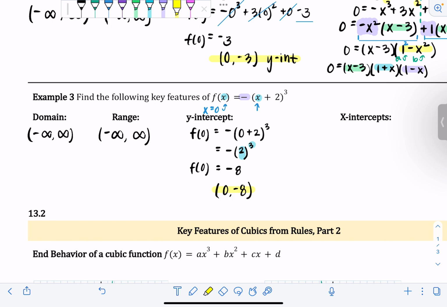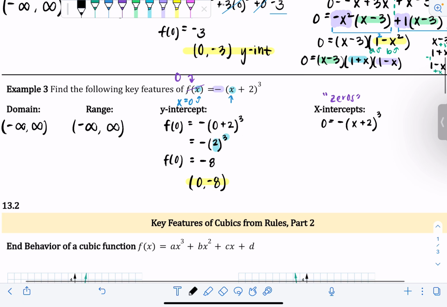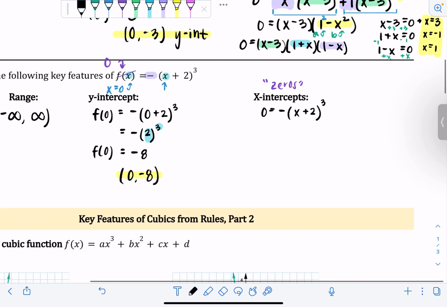And then for the x-intercepts, same concept, it's the same concept all the way through. We're finding the zeros. That means that we take a 0 and we completely replace f of x with it, so it would become 0 equals negative (x plus 2) to the third power. And then now we just want to go ahead and solve for x. So this is technically already in factored form as well.